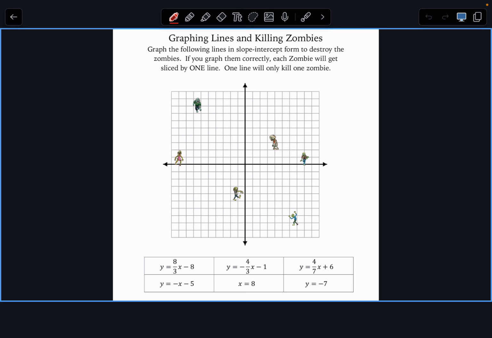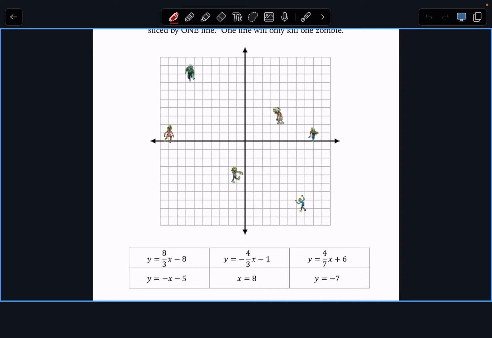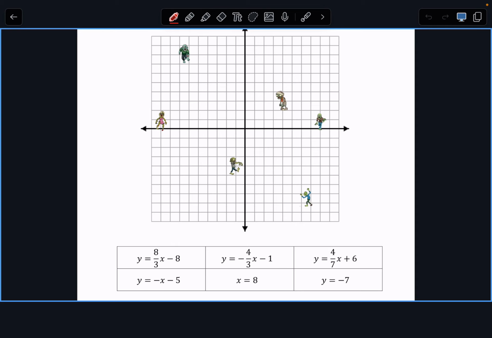Now, on the first graph, you guys noticed that we needed to start at -8. We go up 8 over 3. And then when we slice through, we kill a zombie, right? We're safe. Okay. Now, here's where I saw some interesting things happen.